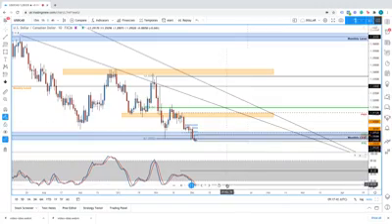Good morning, guys. I am going to be looking at dollar CAD, so really looking at a dollar focus for today. Now, in terms of dollar CAD, what have we seen this week?